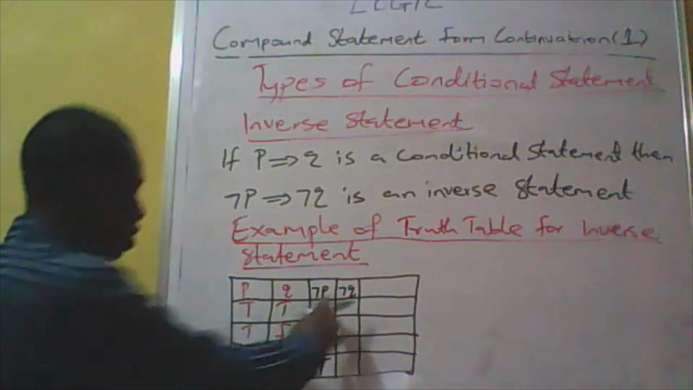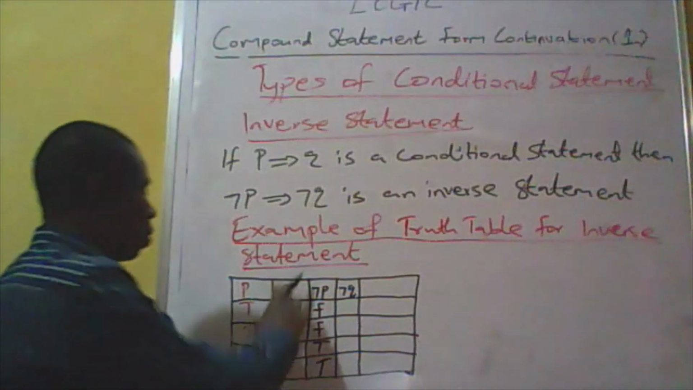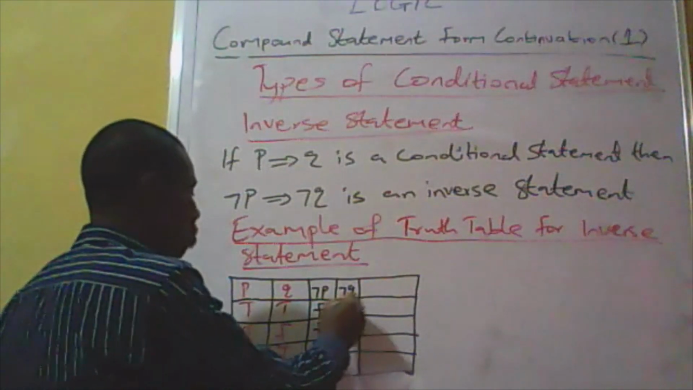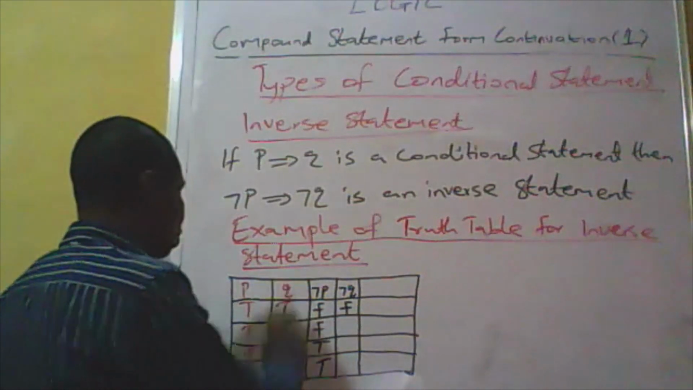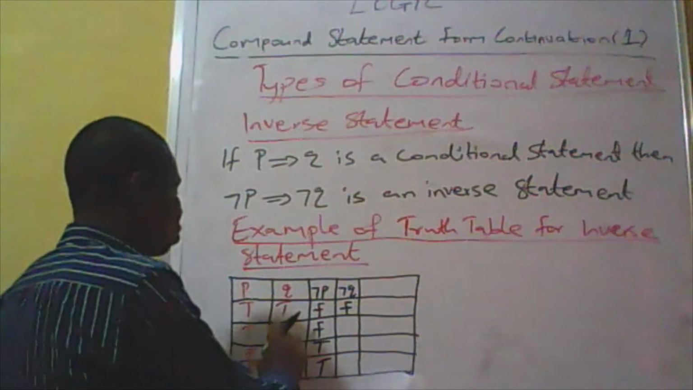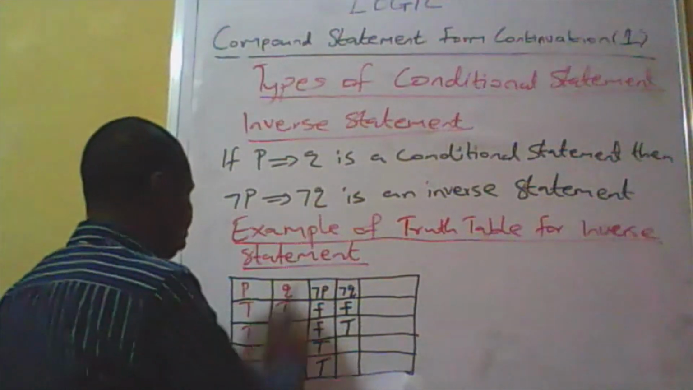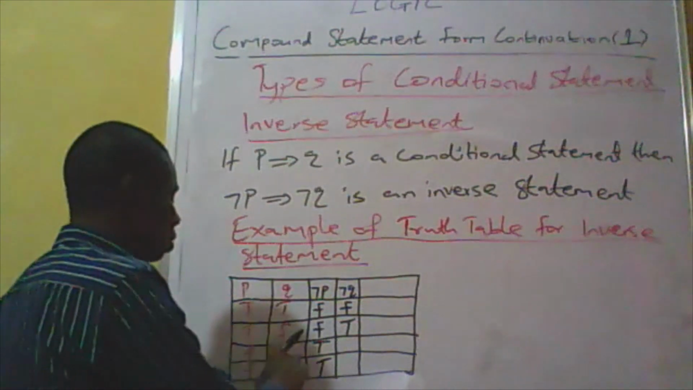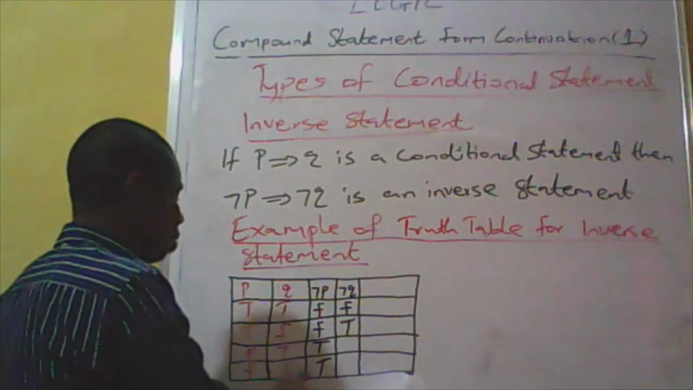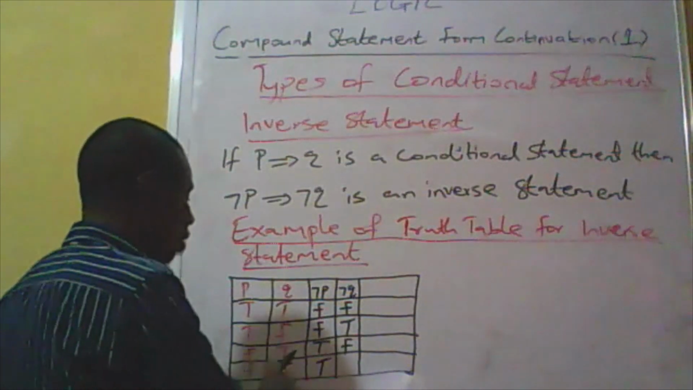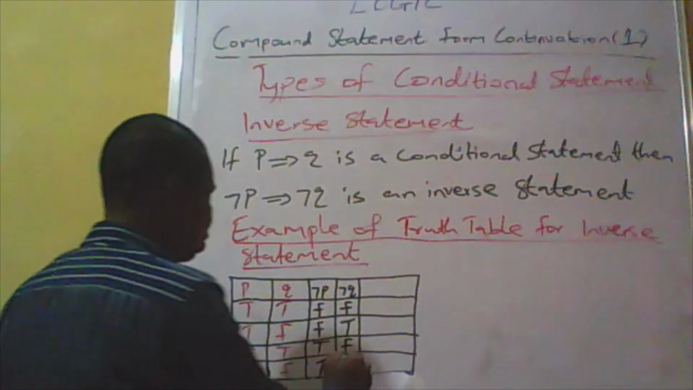The same thing here. Q is T here, then here not Q will be false. Q is false here, not Q will be T. Q is T here, not Q will be F. Here, Q is F, then not Q will be T.